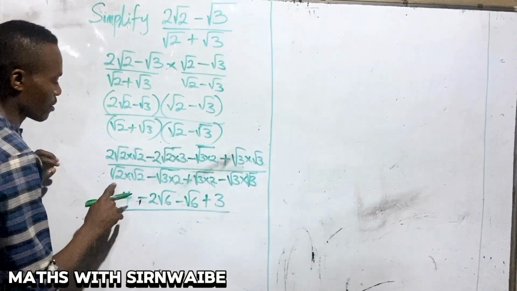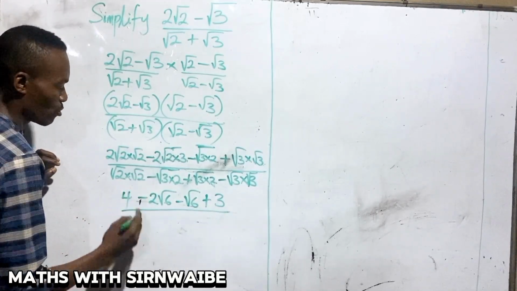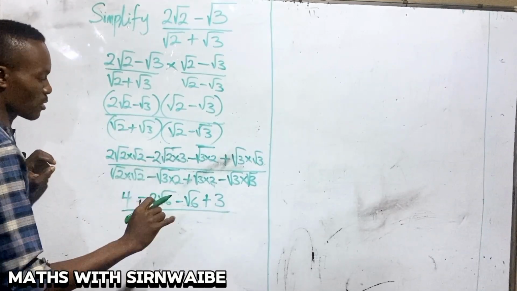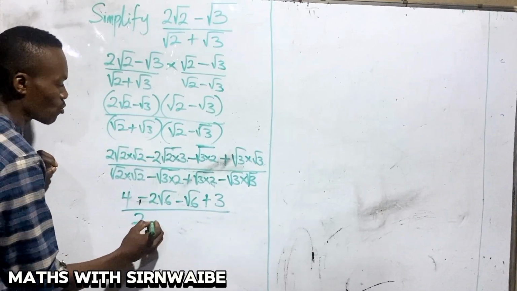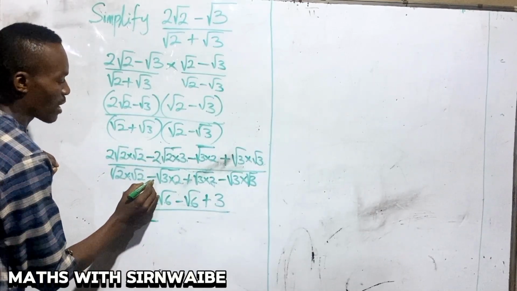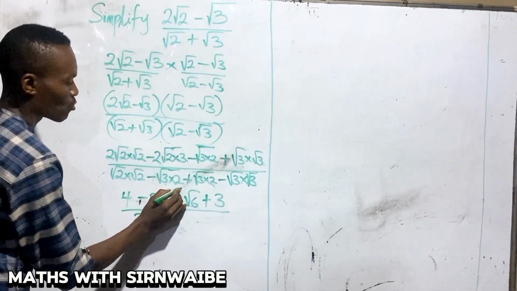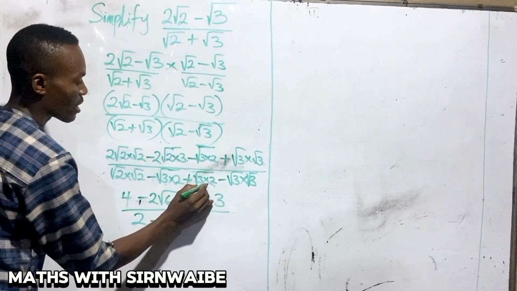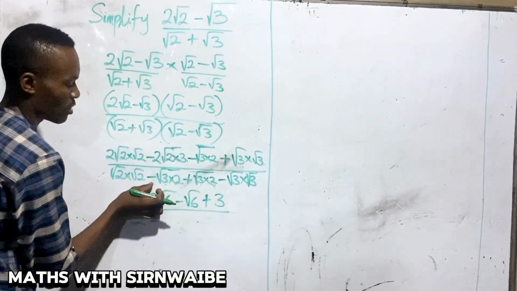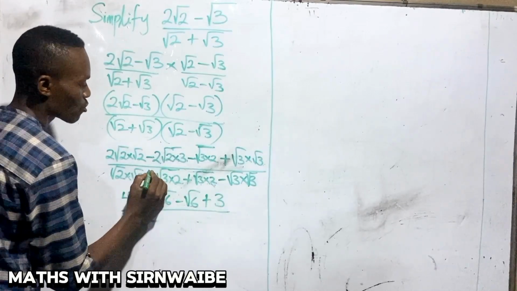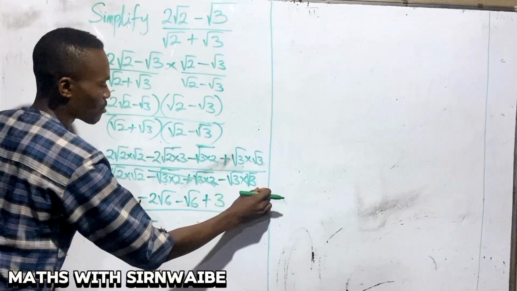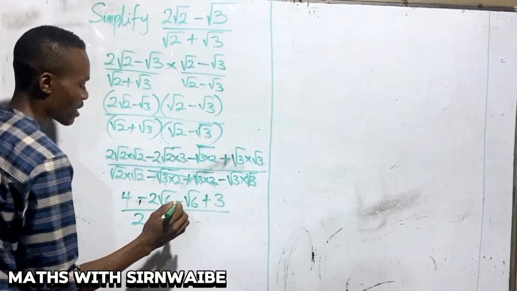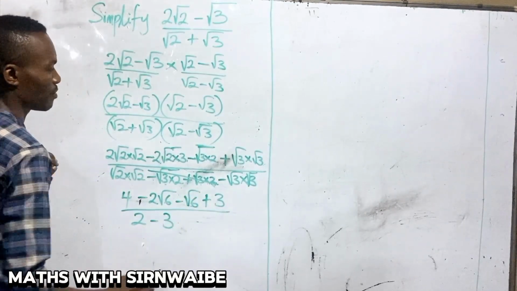All over √2 times √2. They are the same surd multiplying each other, so it will be the number inside the surd, which is 2. Then we have minus √3 times √2 plus √2 times √3. These terms are the same. This is negative, this is positive, so they will cancel each other. The same surd multiplying the same surd, we pick the number inside the surd and we have 3.